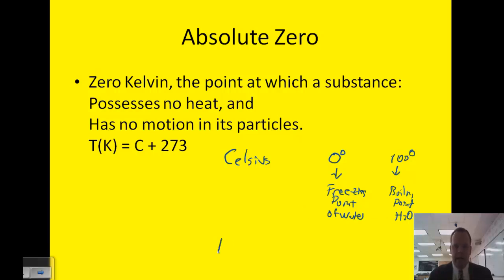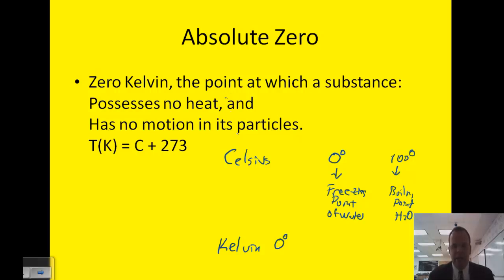Now, the Kelvin scale is a similar scale in that there's a 100-degree difference between those 2 points. We just do not have any negatives in the Kelvin scale. You start at the absolute lowest at 0. 0 Kelvin is what's known as absolute zero. It's the point at which all substances stop moving, possess no heat.